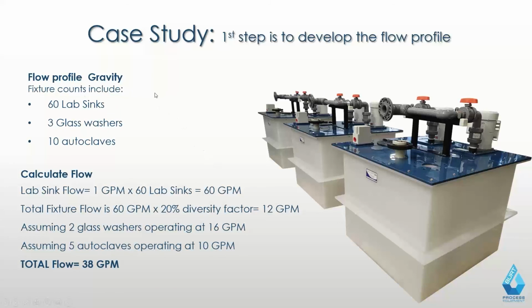For our gravity case, you can see how the difference compares. 60 lab sinks, 3 glass washers and 10 autoclaves, 60 GPM calculated flow with a 20% diversity factor. It's only 12 GPM you're more than likely going to see at any given time. Same applies to the glass washers and autoclaves. So we end up with a total gravity flow rate of only 38 GPM versus the 36 pumped, because obviously the pump is sized for 100% of the flow rate in those cases.